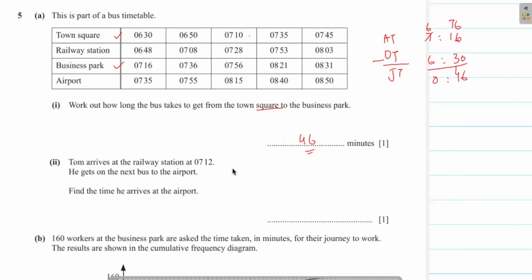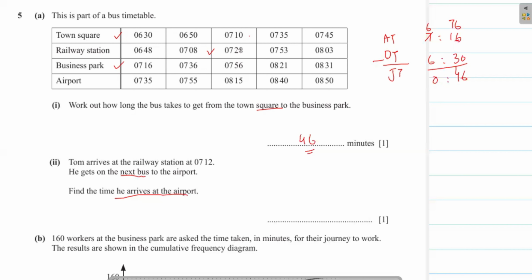Next, Tom arrives at 7:12. He gets on the next bus to the airport. Find the time he arrived at the airport. You see here, Tom reached the railway station at 7:12, and he can get the bus at time 7:28.